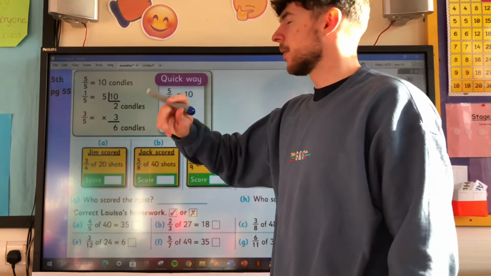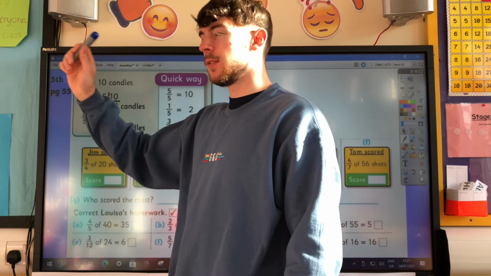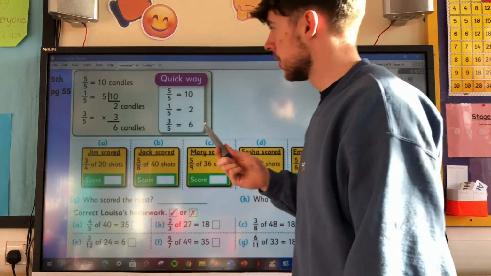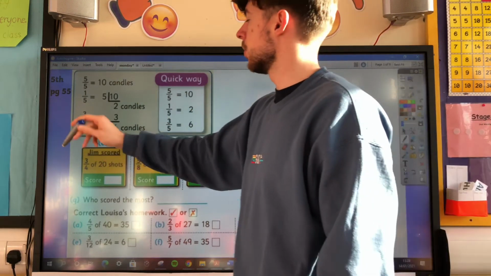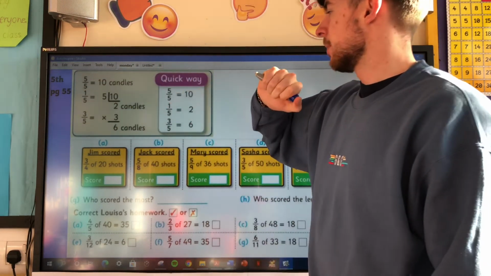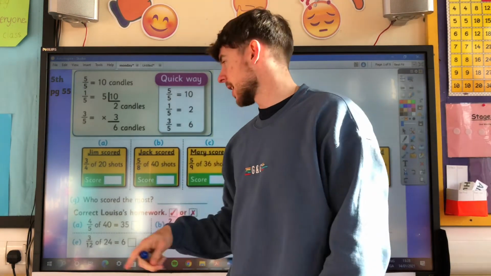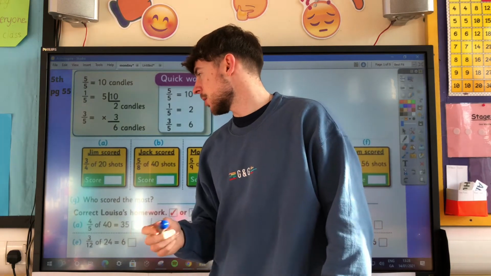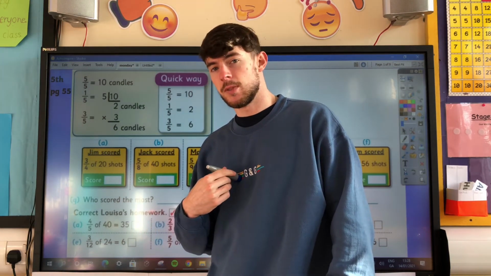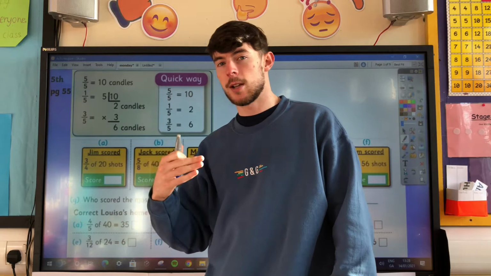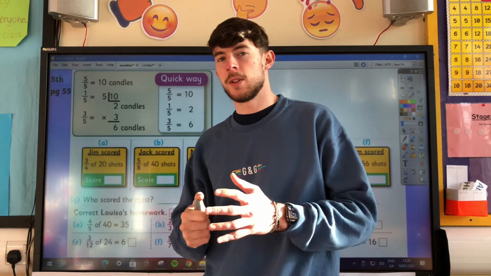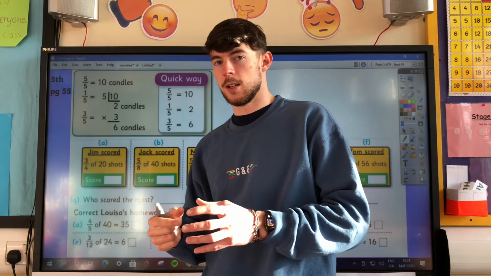Okay, so for 5th class, it's page 55 on Busy at Maths. We're looking at question 1, I believe it is. We're trying to find a fraction of a total number. Say for example, our first question here: Jim scored 3/4 of his shots. He took 20 shots altogether, so what we're trying to find is 3/4 of 20.